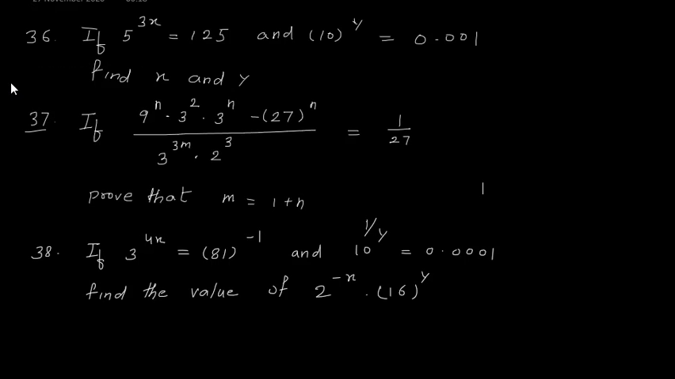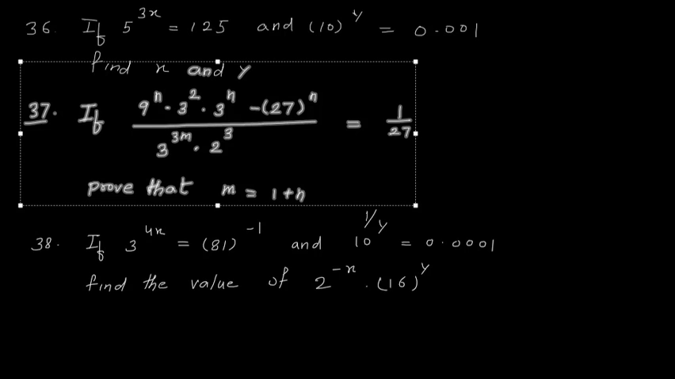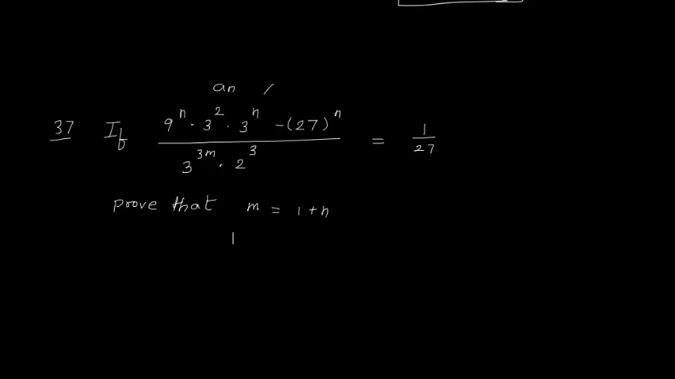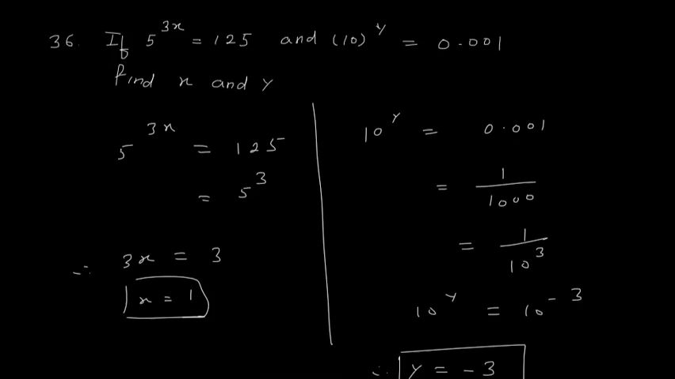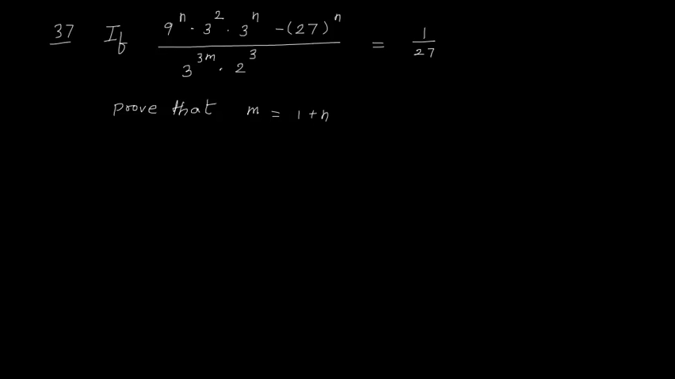Now next question, question number 37. Okay, question number 37. Fine. Here we have 9 power n into 3 power 2 into 3 power n minus 27 power n upon 3 power 3m into 2 power 3 is equals to 1 upon 27. We have to prove that m is equals to 1 plus n. Okay. So here I will start solving.